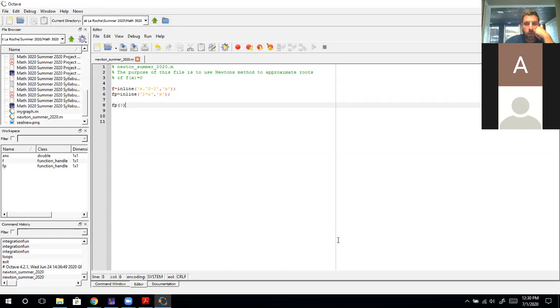Okay. So now what we want to do is compute these sequences. So let's say f, what are we doing here? Let me remind you, we are defining the function f of x. And then the next line, we are defining the derivative.